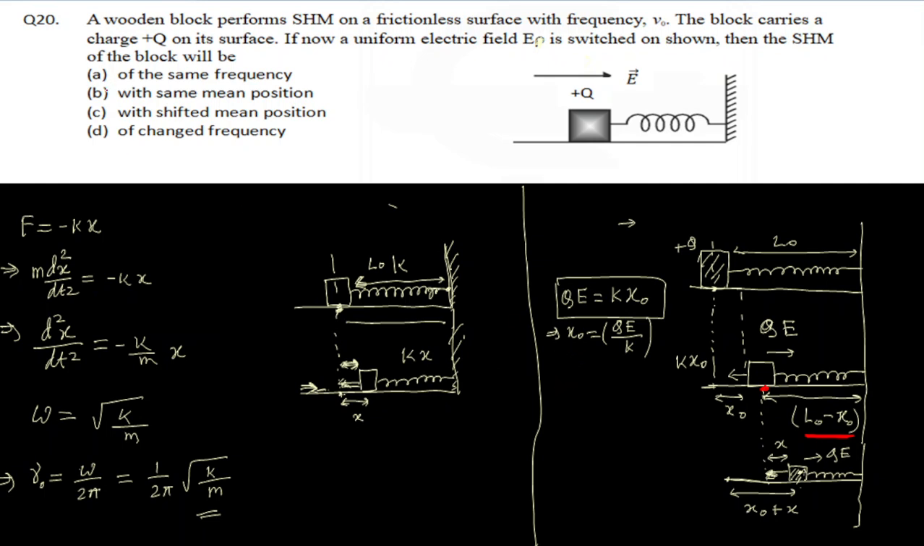So which options will be correct then? With the same mean position, no, this is not correct. With the same frequency, this is correct. With a shifted mean position, this is correct. And change of frequency, not correct, frequency will remain the same. So two options will be correct, option A and option C. The equilibrium position will shift, but the angular frequency or oscillation frequency will remain the same.